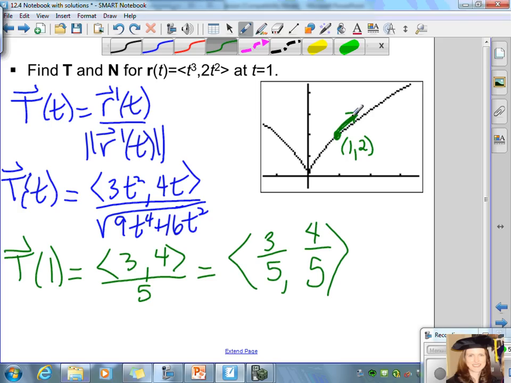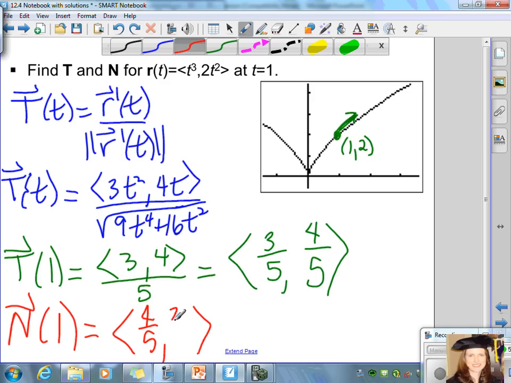Now to find our principal unit normal vector, N of 1, we have to reverse the order of the components so that we get 4/5 and 3/5. But we also have to change the sign of one of those. The principal unit normal vector does point towards the concave side of the path. So in this example, it would be going down and to the right. So the first component would be positive and the second component would be negative.